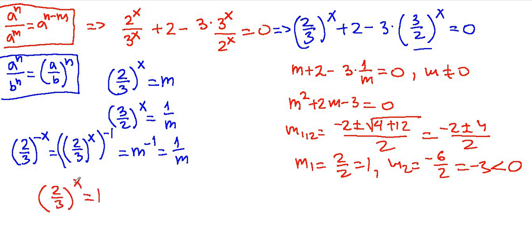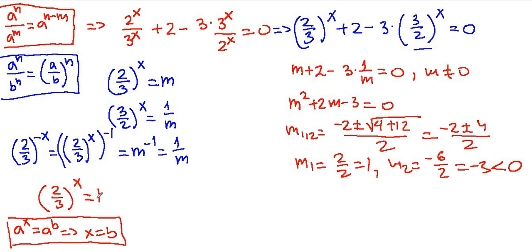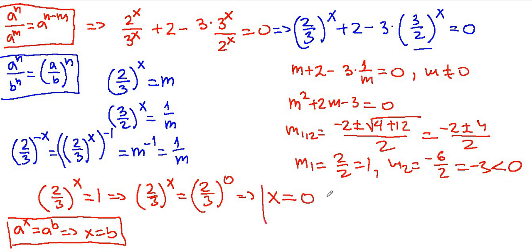To solve this, I have to use the following property. As you remember, if a to the power of x is equal to a to the power of b, since the bases are the same, we always get x equal to b. Using this property, I can rearrange the right hand side of the last equation as follows. 2 over 3 to the power of x is equal to 2 over 3 to the power of 0. So here the bases are the same, we can equate exponents. x is equal to 0. So this is our final answer.